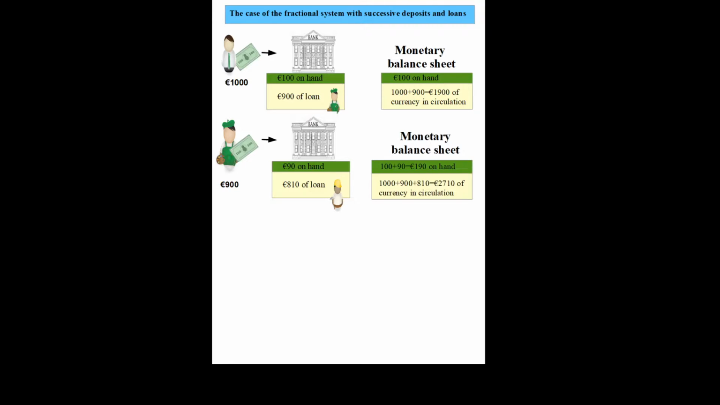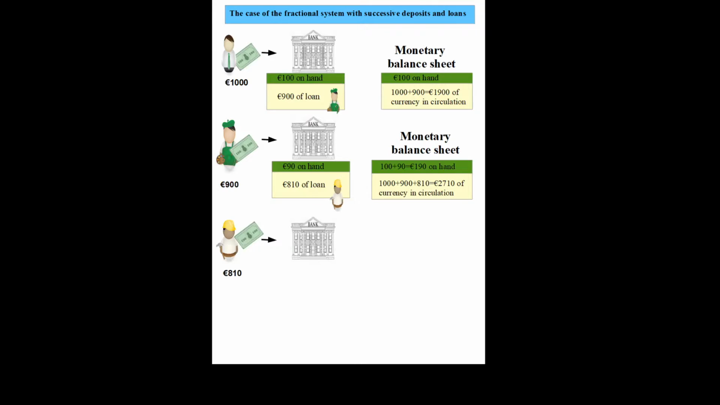When Michelangelo deposits this currency in the bank, it keeps 90 euros in compulsory reserves and can grant a new loan of 810 euros. Jean-Paul, the bricklayer, needs 810 euros. He in turn signs an IOU and his currency is credited to his account. Let us look at the monetary balance sheet in the second stage. The bank's compulsory reserves are 190 euros, and the total bank deposits are 2,710 euros of currency in circulation.